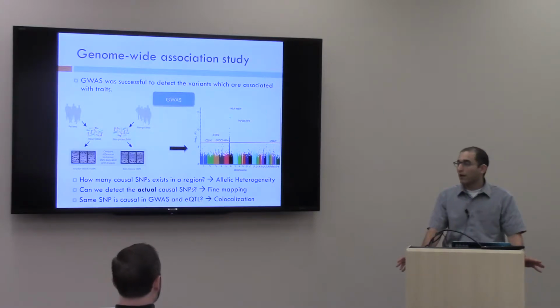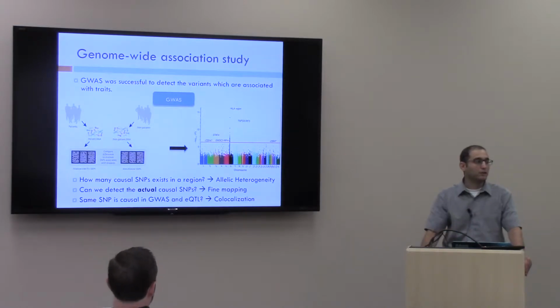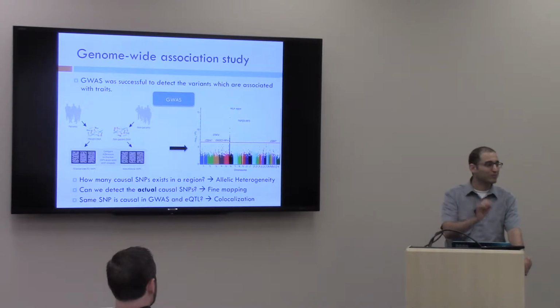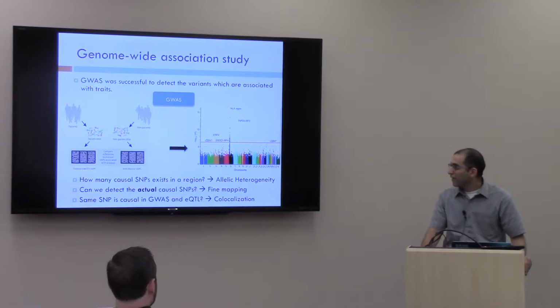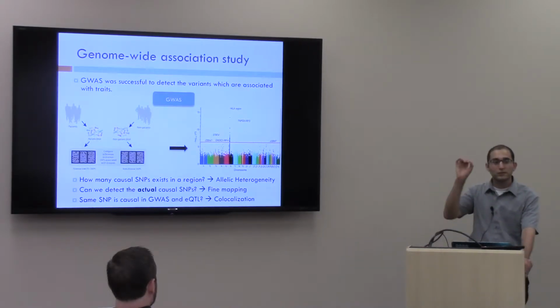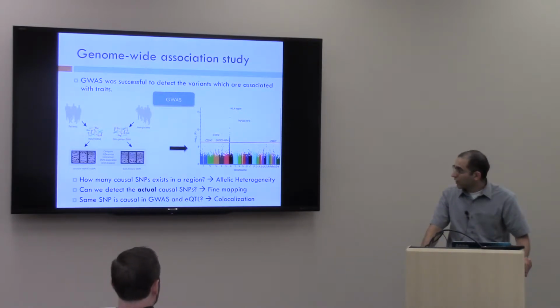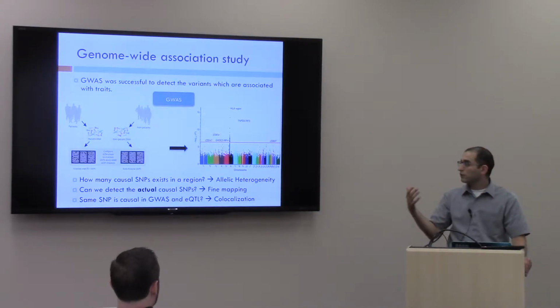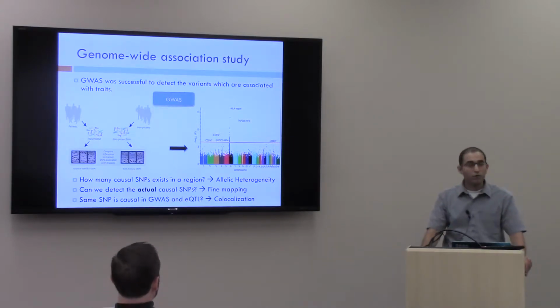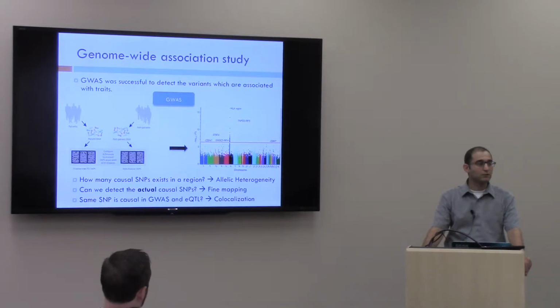But the question that in our lab we are interested in is how many causal variants exist in a specific locus? Now, I have to mention that the word causal here shouldn't be mixed with the word causality that people use in statistics, introduced by Judea Pearl. Here, a causal variant is a variant that is responsible for the peak of association. Now, the next question that we are interested in is whether we can actually find this causal variant. And today, most of the emphasis of my talk will be on how to find this causal variant, and this is referred to as fine mapping in the GWAS literature.